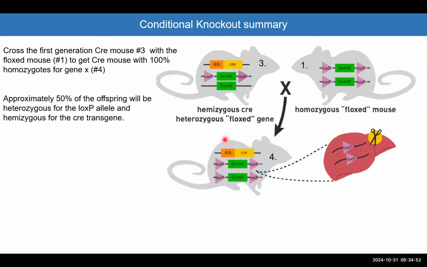But the good thing is that in this mouse, only the liver cells will have deletion of the gene X, not any other cells. Only liver cells, because it's under the albumin promoter, because the Cre will be generated only in the liver cells. Okay, so this is a good level of control.